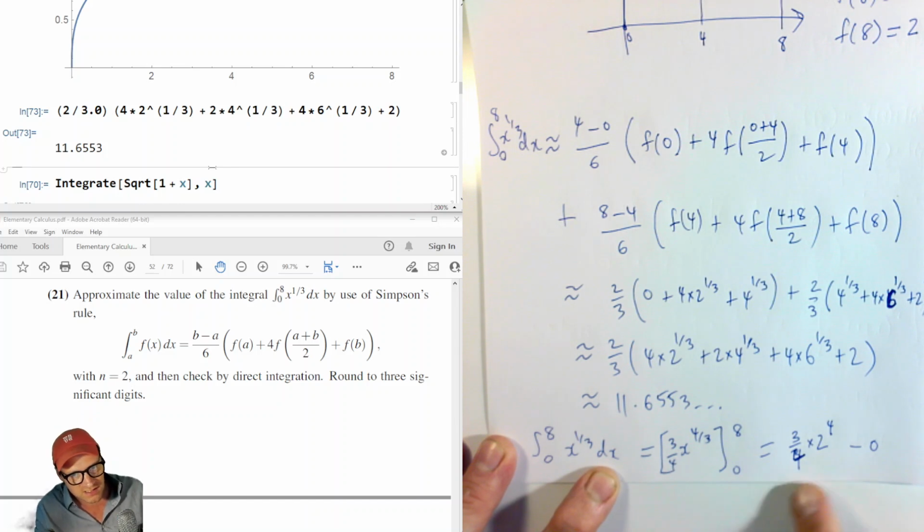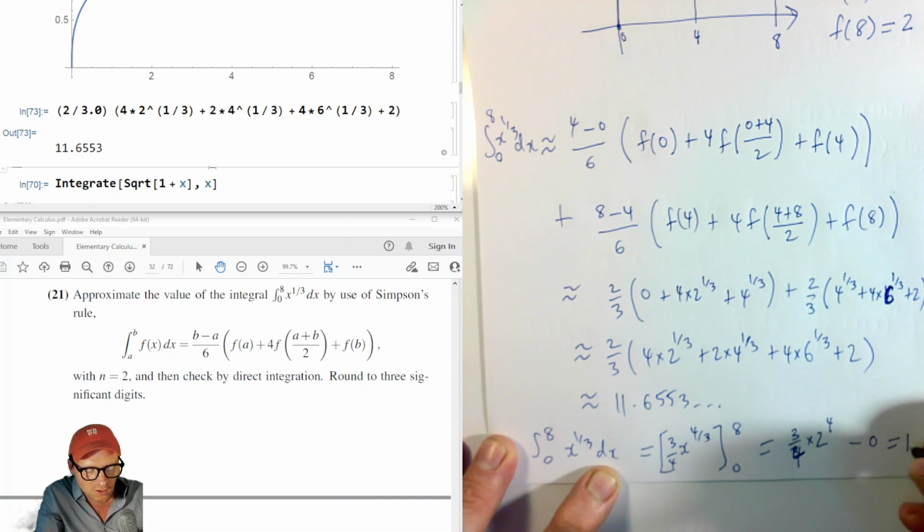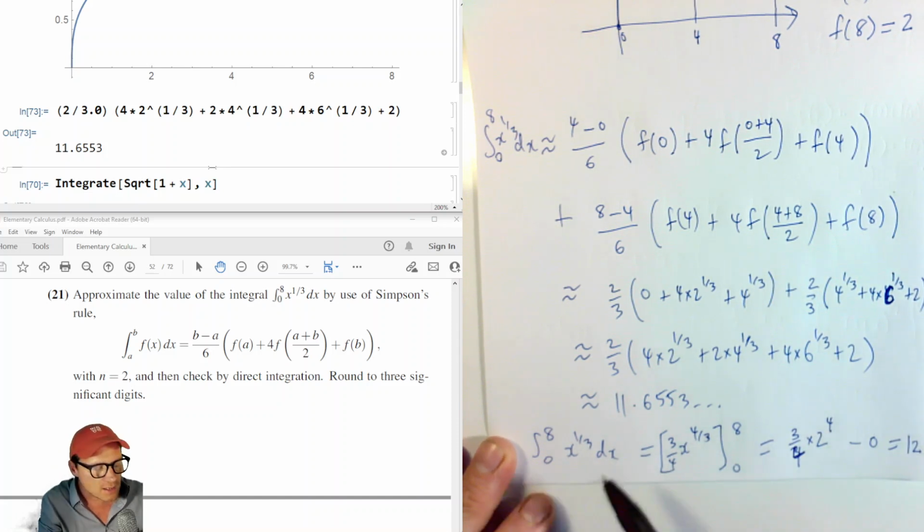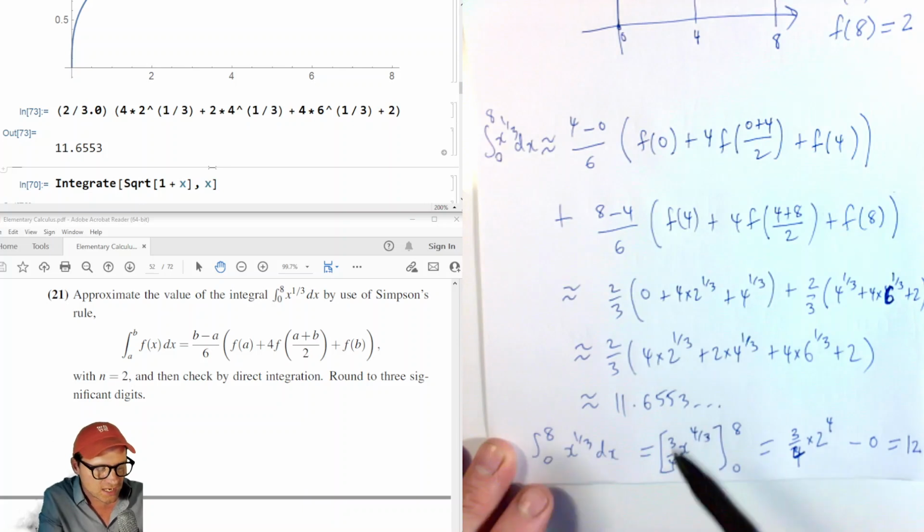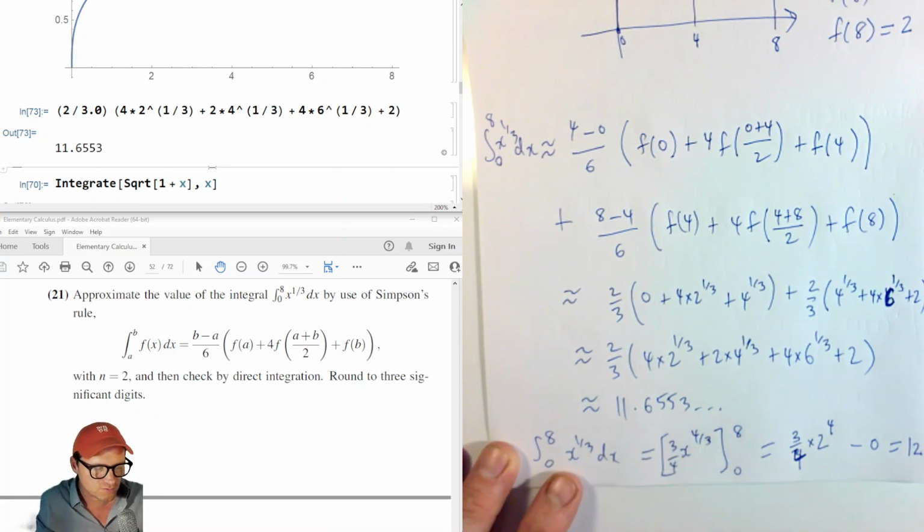So this is 16 divided by 4 is 4. 4 times 3 is 12. So we get 12 as our exact area under the curve from 0 to 8, but 11.6553 is pretty close.